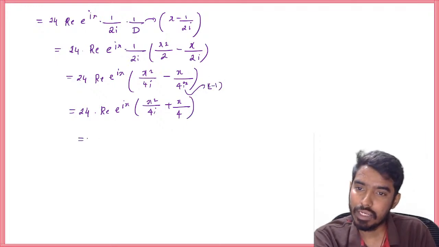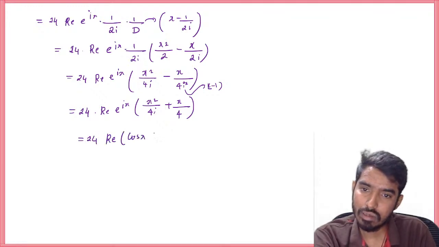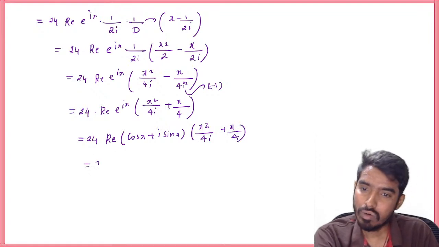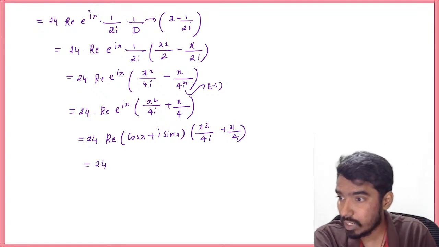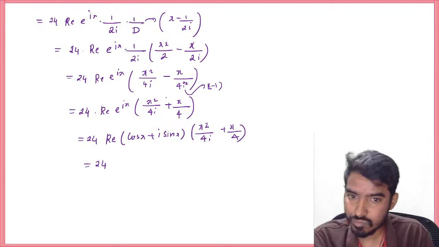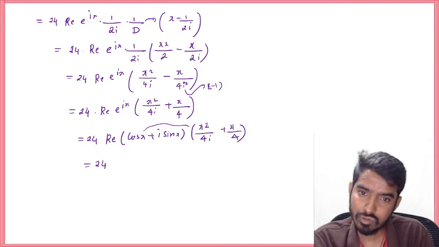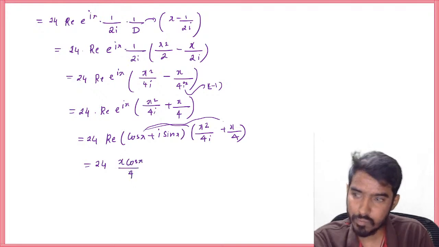So this will be 24 times real part of, now what is e power ix? Cos x plus i sin x. And here we have x square by 4i plus x by 4. Now consider only real part. What you will have? So consider only real part. Cos x into this term is real. So we will have x into cos x by 4.